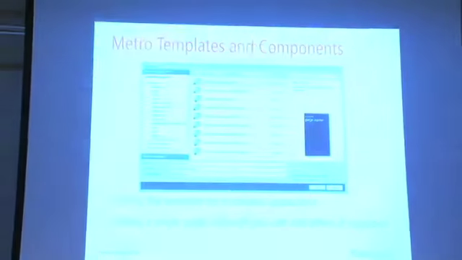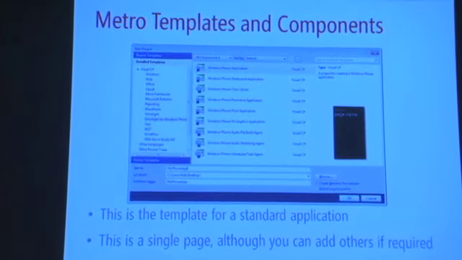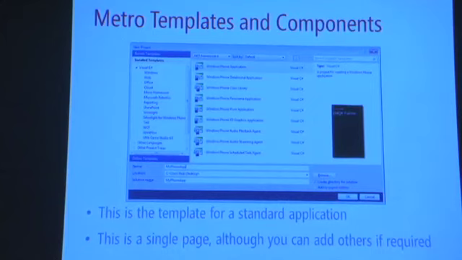All right, Metro templates and components. Again, you got tons of these templates. You want to build a phone game. You want to build a panorama. You want to add a pivot and then add some panorama pages to your code. It's all right here.